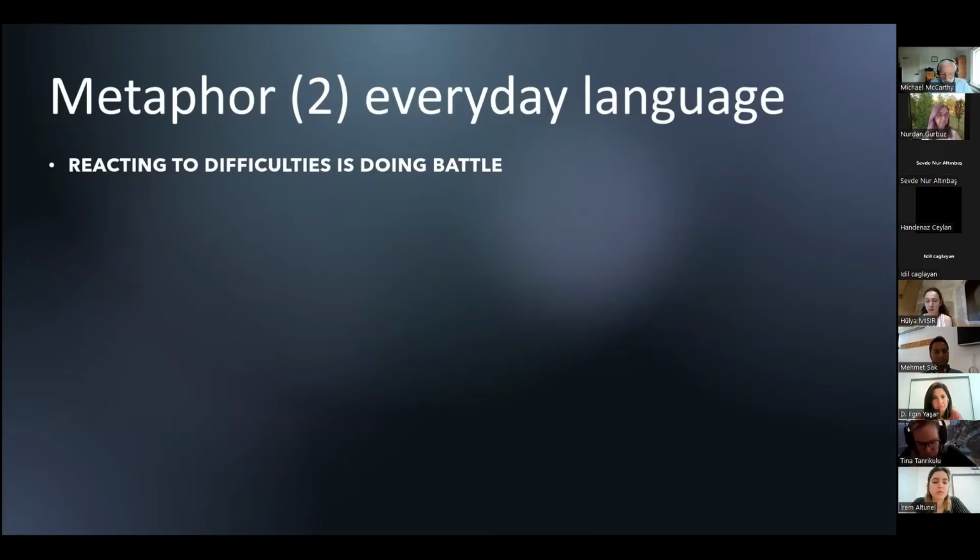What Lakoff and Johnson were saying was that our ways of thinking about things, our ways of organizing our thoughts, are often best expressed by comparing one phenomenon, one event, one series of actions to another phenomenon which we know about. So I've chosen this example, which was one of the ones I was researching. Reacting to difficulties is like doing a battle. It's like being a soldier and fighting a battle.